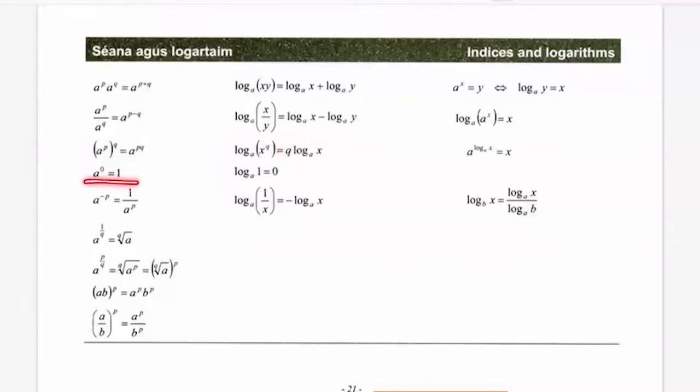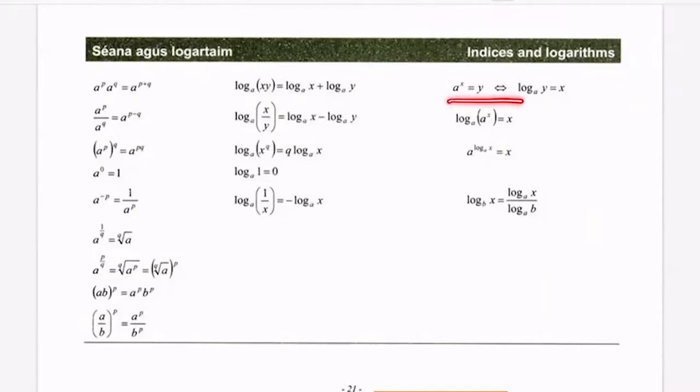Okay, in indices we had a to the power of 0 was 1. In logs, log to the base a of 1 is 0. So log to any base of 1 is 0. Okay, and then the reciprocal rule, there's a similar one in logs, but the minus comes to the front. Okay, so we'll practice those in a minute. The ones on the right, then, I'm going to do first.